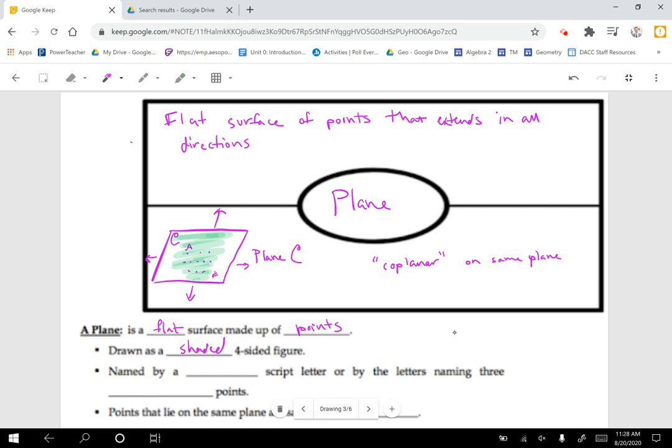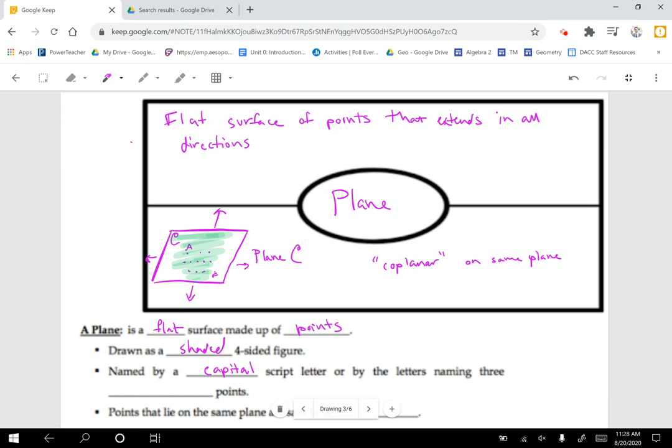Next, it's named by a capital script letter. So notice how I made my C nice and fancy there. Just a capital script letter. That's what makes it different from a point. That's how you can tell the difference. So if you can, do your best to write that script. If you're not sure I'm going to know if it's script or not, you just write plane next to it.